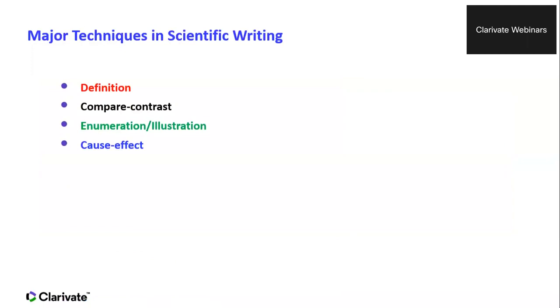With this, we go to actually understanding how do I write a paper. So what are some of the major techniques in scientific writing? The first is what we call the definition method. Definition is typically a scientific writing technique used in, let's say, a descriptive technique.